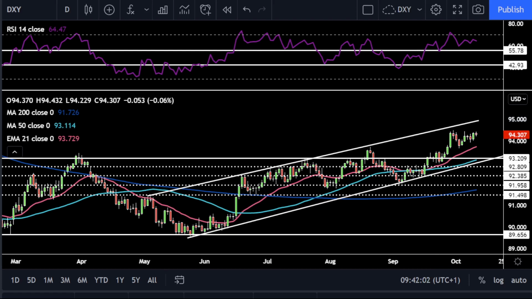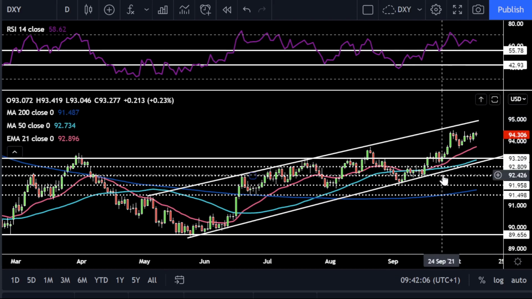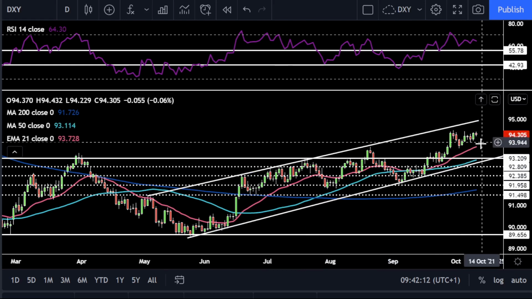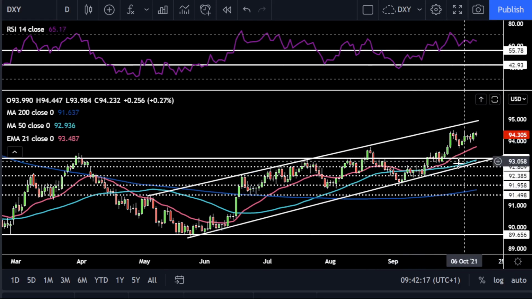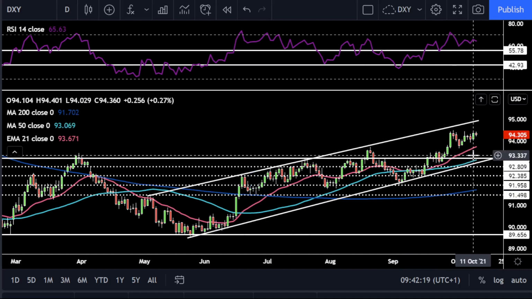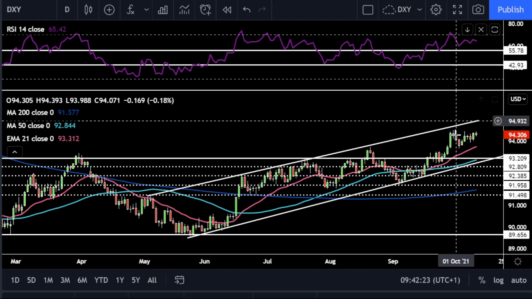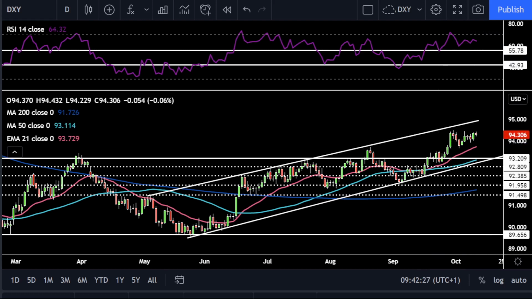So, it's comfortably above its former range resistance at 93.2. Price is trending nasty within its ascending channel, supported by the 21-day exponential moving average as price dips lower. Both moving averages are pointing upwards, supporting shorter-term bullish momentum. The RSI is fairly close to overbought territory, but still has room to run.